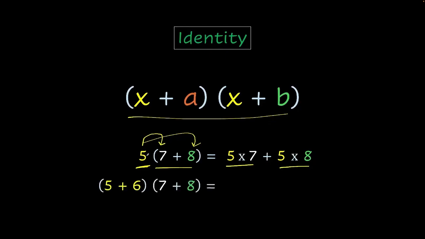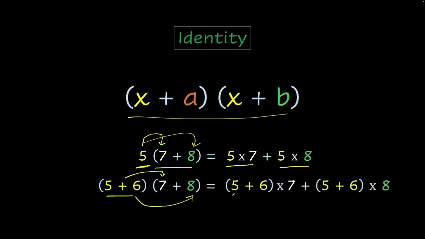Similarly, instead of 5, you had (5 + 6), which is actually 11, but you could write it as 5 plus 6, correct? So you would multiply the entire thing first with 7 and then with 8 individually and then add them up. So that would give you (5 + 6) times 7 plus (5 + 6) times 8.